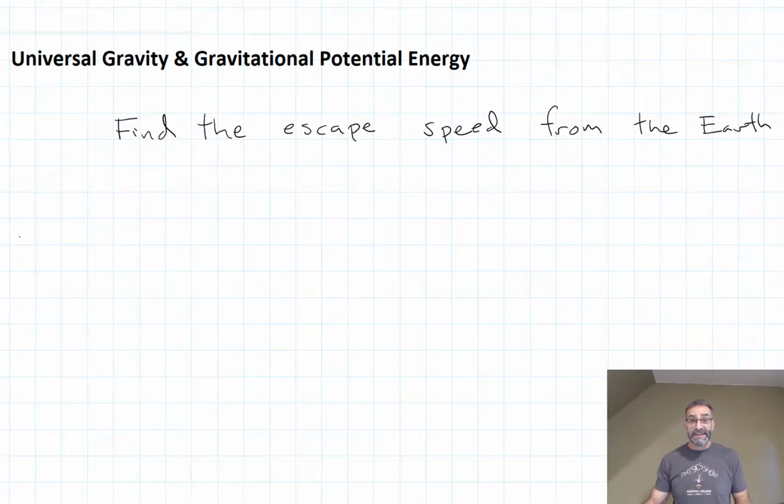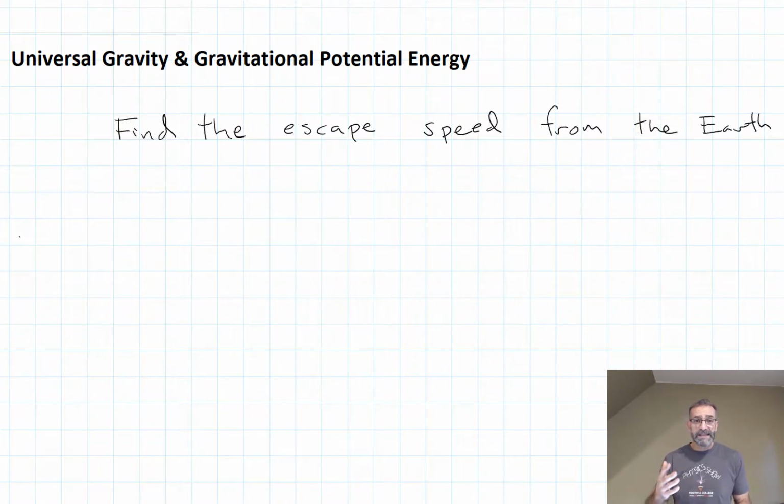As with a lot of things, sometimes it's easier if we just use them in an example and we see how they're used. So let's do that with gravitational potential energy. We're going to find the escape speed from the Earth. What is the escape speed? It's the speed we would have to launch a projectile with so that it never returns to Earth.